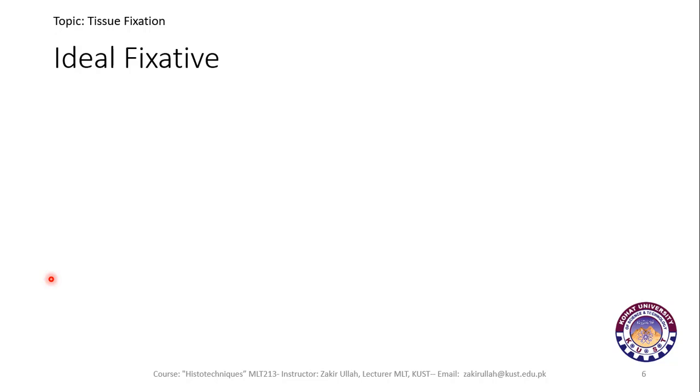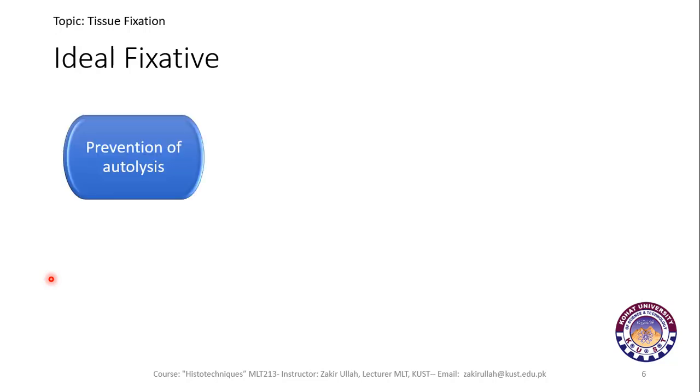Now, what is an ideal fixative? What are the properties that should be present in an ideal fixative? The first one is that an ideal fixative should prevent autolysis, as we have already discussed. It prevents the starting of any sort of destruction within the cells and tissues.